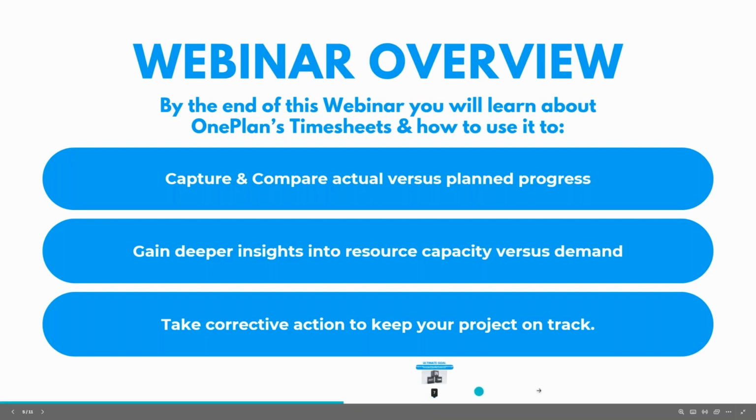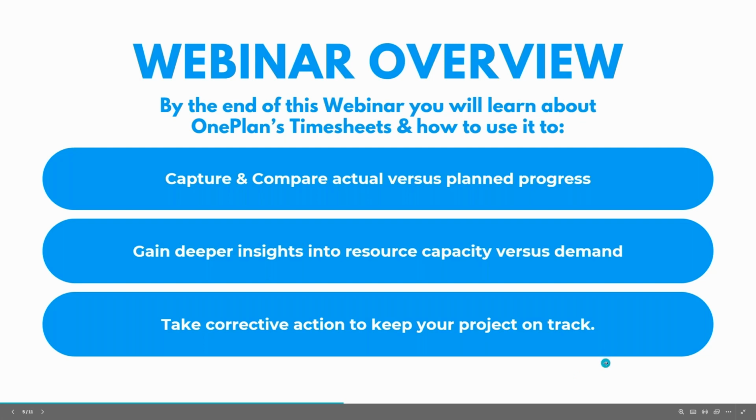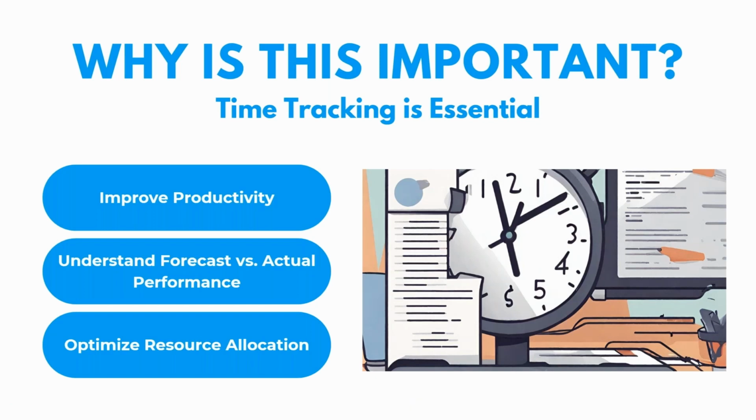You'll also see how team members can use OnePlan timesheets to add, update, and submit work progress for all the work that they're doing. So kind of the crux of today's, why is this important? Why do I care about OnePlan timesheets and time tracking? Time tracking is an essential tool for businesses that want to improve productivity, effectively manage resources, maintain accurate cost estimations, and enhance overall organizational efficiency.